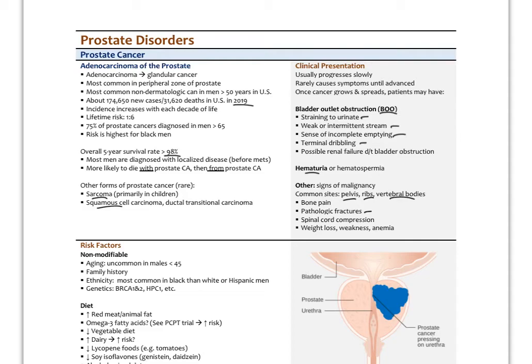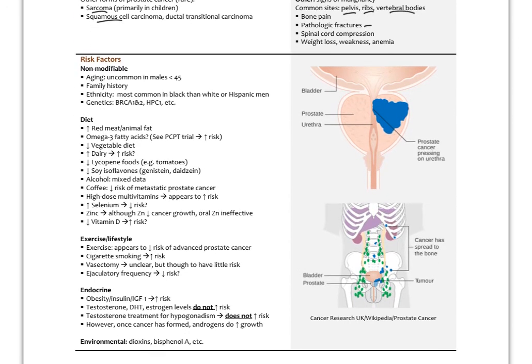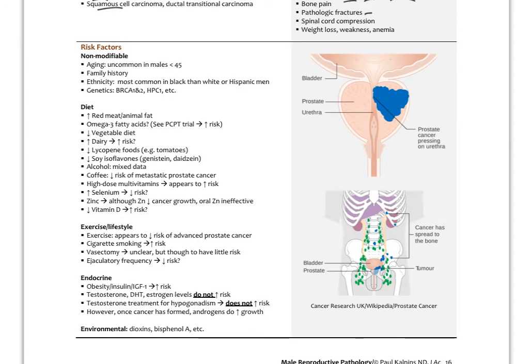Okay, so that's the typical clinical presentation. What are the risk factors? Well, non-modifiable risk factors would be age. Prostate cancer is very uncommon in men under 45. Having a family history of a male having prostate cancer. Ethnicity, most common in Black patients, more so than in white or Hispanic men. And then genetics, having BRCA1, BRCA2, HPC1, etc. These would all increase the risk. That by no means says a man will get prostate cancer, but it might increase his risk.